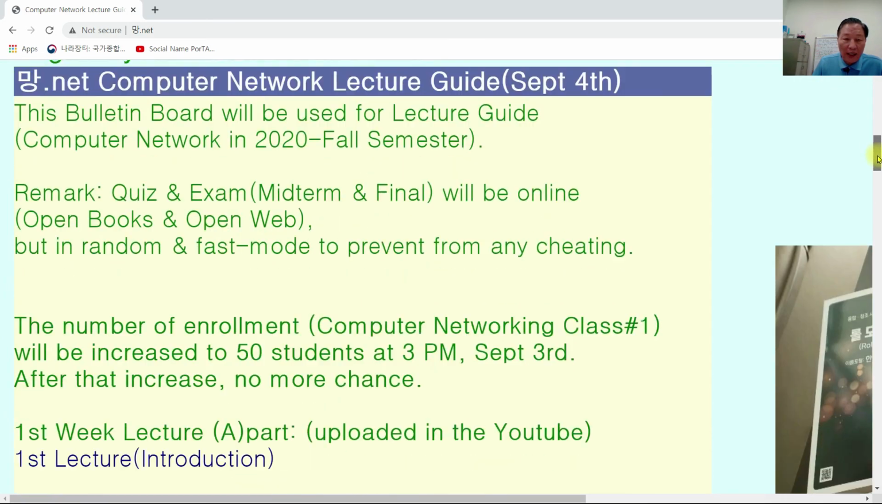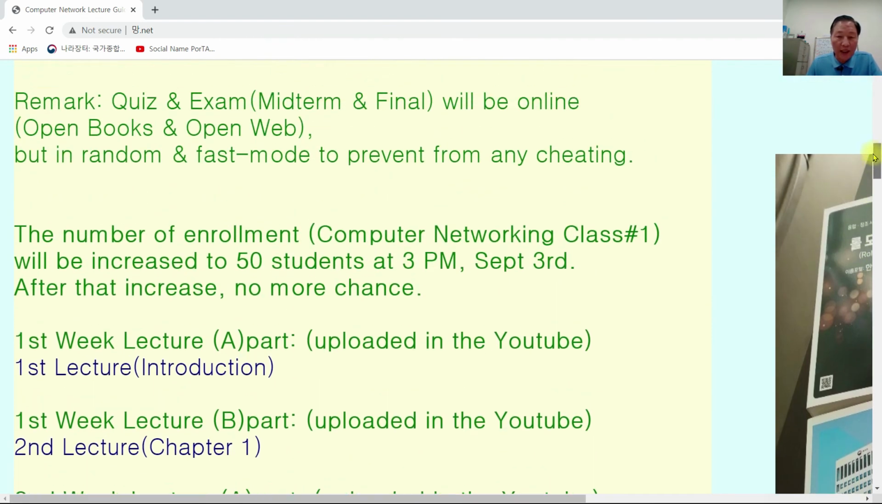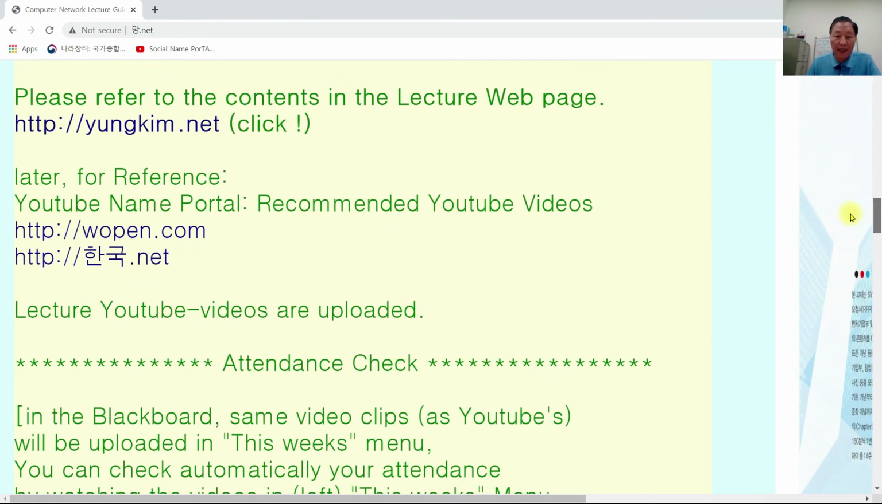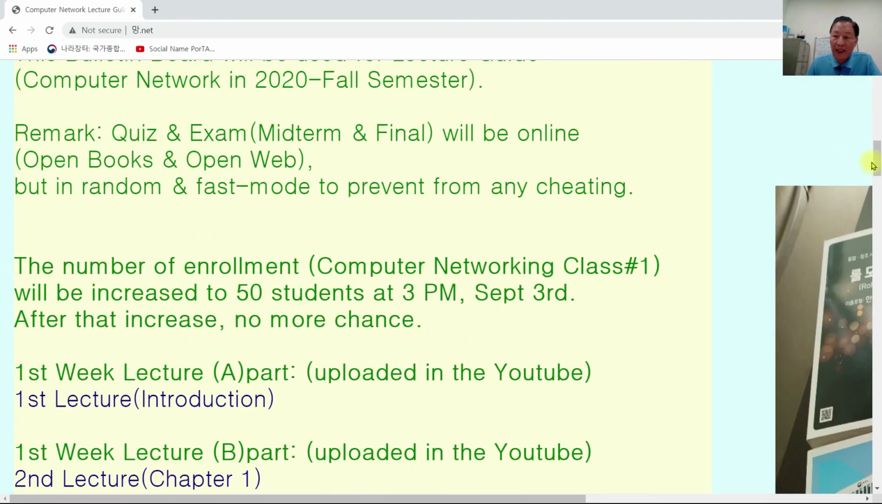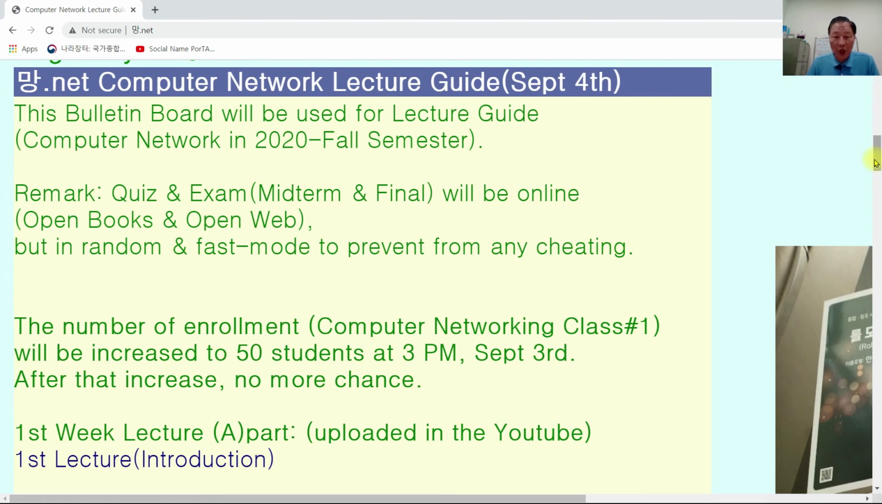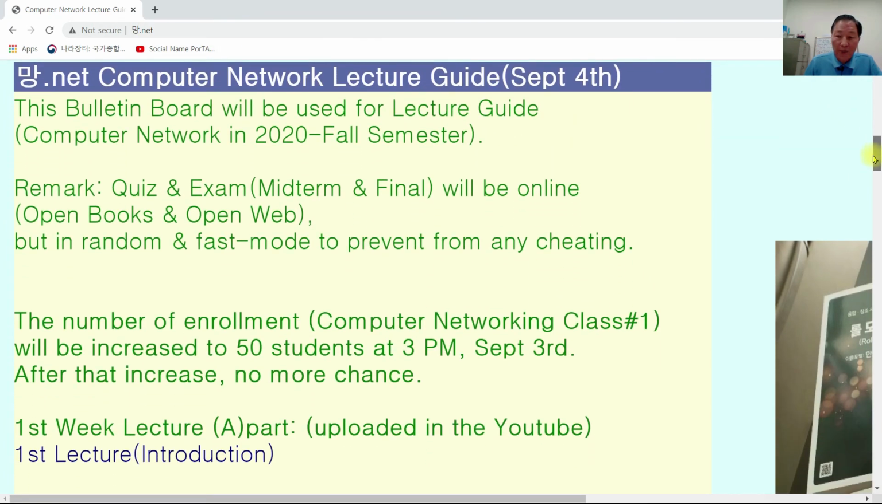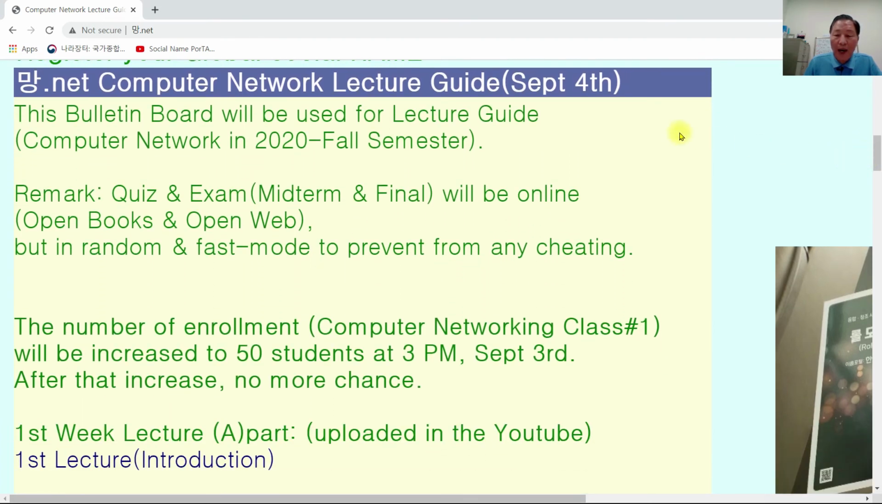And you can refer to other contents, and the same content will be copied and uploaded in the Blackboard. This one is updated, and the previous one will be deleted. But in the Blackboard, the previous announcement will still be there. Thus you can refer to the previous contents in the Blackboard. But the most recently updated contents can be referred to in this URL and in this announcement bulletin board. Whenever I update, the updated date will be written here. Thus you can differentiate from other contents. Depending upon the date, you can consider whether this one is updated or not.